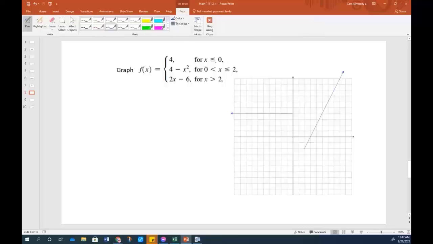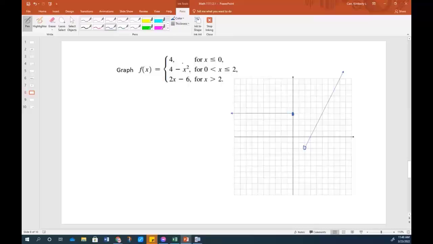So on these, with the domain, since it can equal 0 on my first piece, this one is a closed point. On this last piece, though, it said x is greater than 2. So that should actually be an open circle right there. And what I'm going to try to do in the middle, and this is going to be difficult with this curve, is look at this graph. Now I can just kind of plot some points along the way here and figure out where it goes. You could use your graphing calculator to help you.